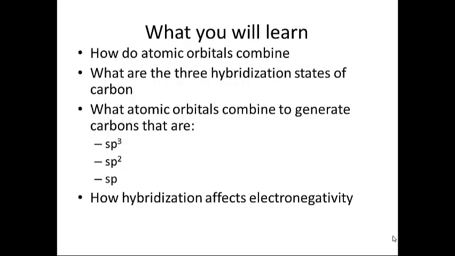Alright, so what you're going to learn from this video is how atomic orbitals combine, what the three different hybridization states of carbon are, and what atomic orbitals combine to give you sp3 hybridized carbons, sp2 hybridized carbons, or sp hybridized carbons. Alright, we're also going to discuss how hybridization affects electronegativity toward the end of the lecture.